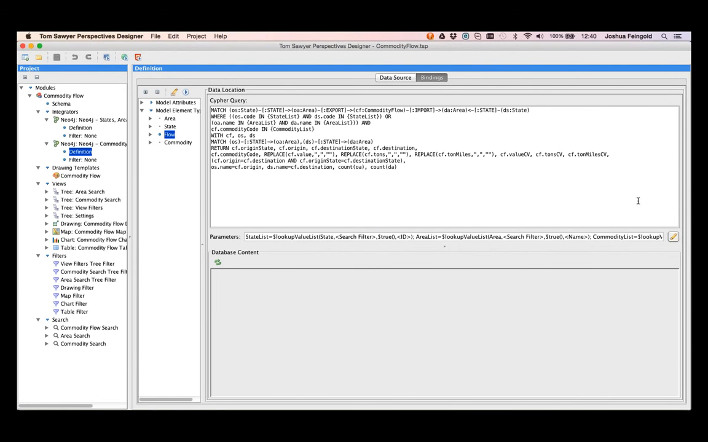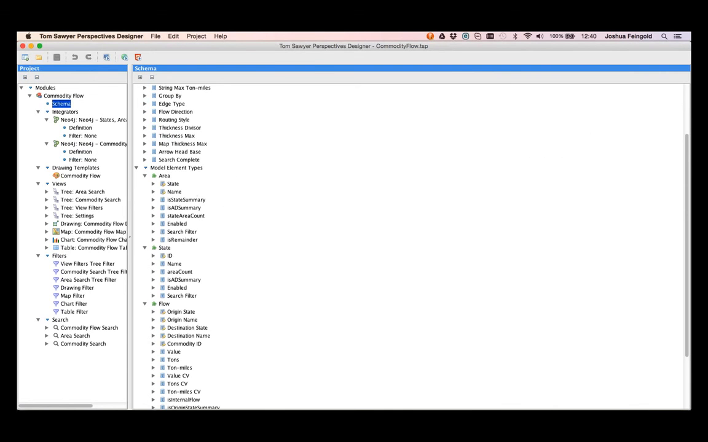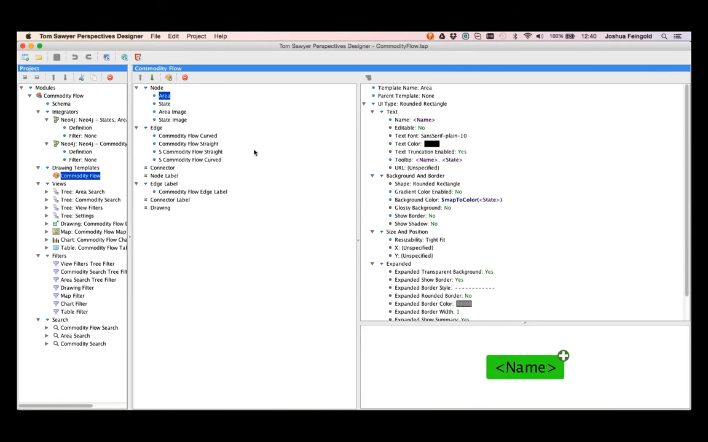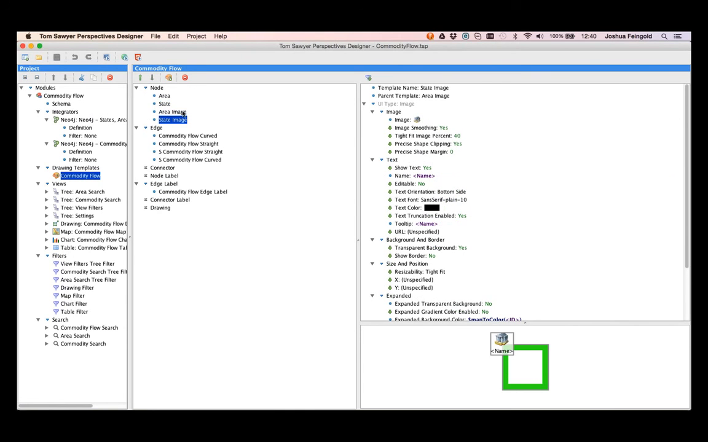So we're just going to dive back a little bit more into the technical aspects, just very briefly, before we wrap up. Now that you've seen where we're going, that'll give you a little better context to understand what's going on over here. All right, so we talked about the schema where we said, okay, we've got areas, we've got states, we've got flows. We saw those.